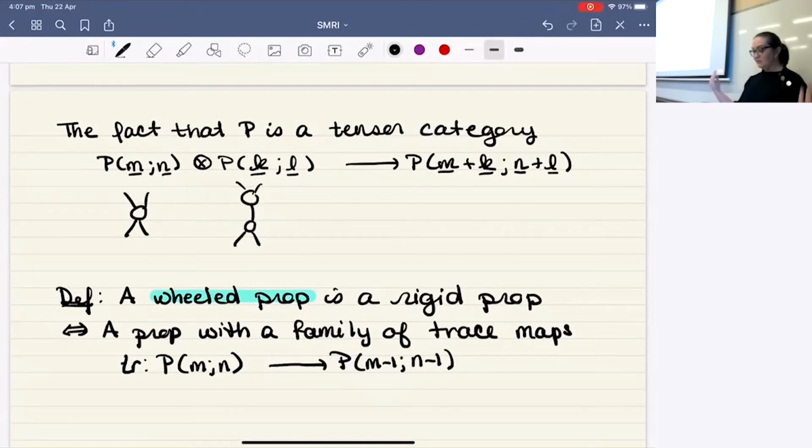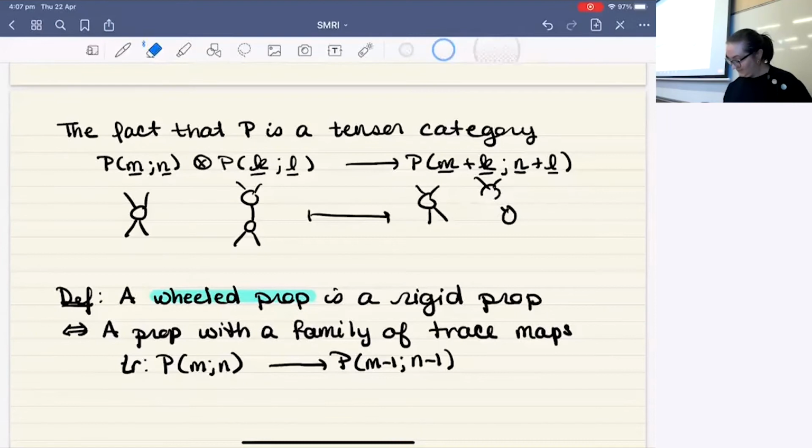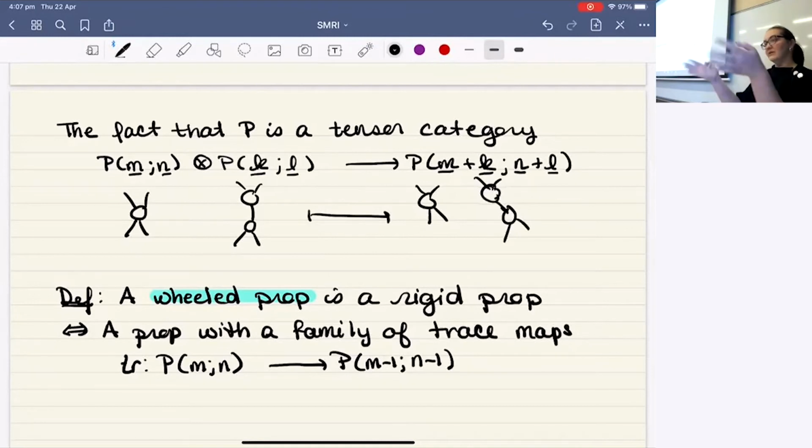Right, so if I have a tensor product of morphisms in a tensor category, you just look at them as being stacked up. It's a disjoint union. I can just stack, so tensoring morphisms together just looks like stacking them next to each other. So you get disconnected graphs.